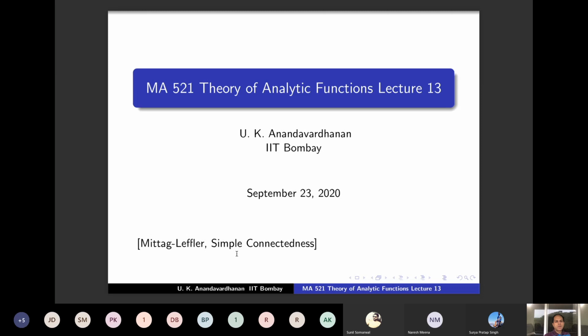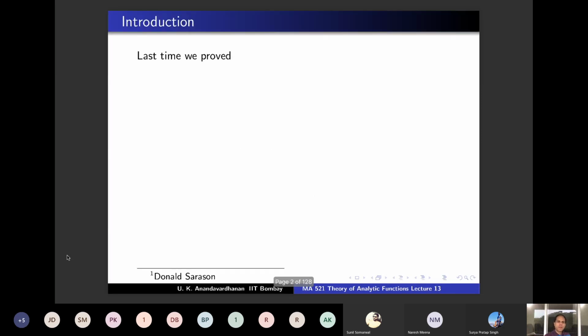And after that, we will have a nice characterization of simple connectedness for a region. You take an open connected set in C, such a thing is called a region, and a region is simply connected. We will give a number of conditions. In fact, we will give nine equivalent characterizations of simple connectedness. Most of them we have already done, so it will be like putting them together. So that's what we will do today.